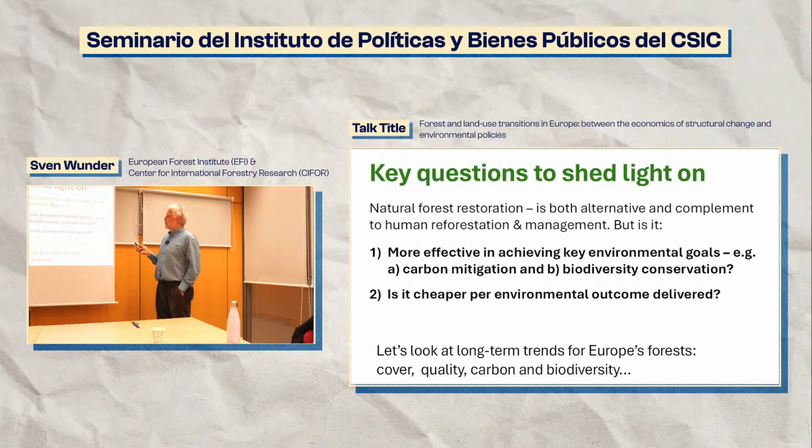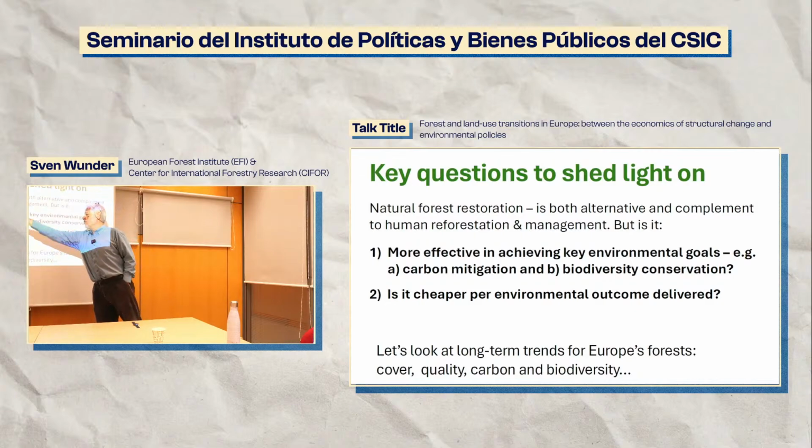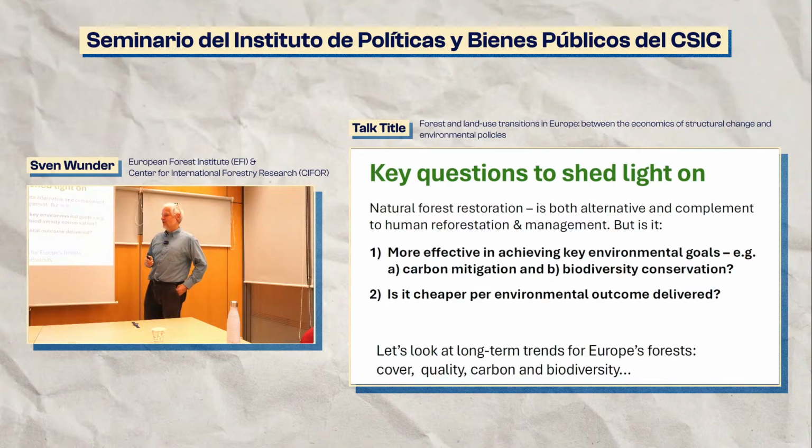And the question is, to what extent could the national restoration agenda be more effective in achieving some key environmental goals, looking at two of the biggest public goods that we want from forests: mitigation of greenhouse gas changes and global warming, and biodiversity conservation. Two points on the agenda. And as an economist, of course, we also want to know how cost effective is the whole thing, right? How much does it cost?